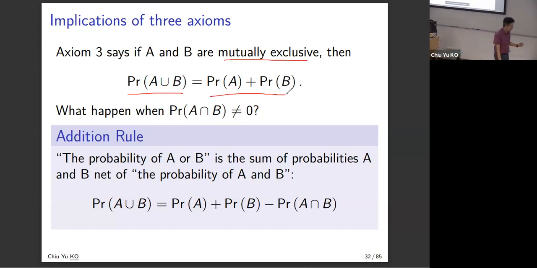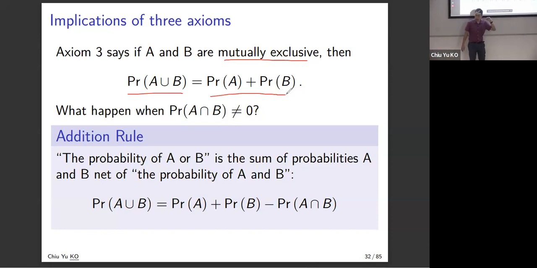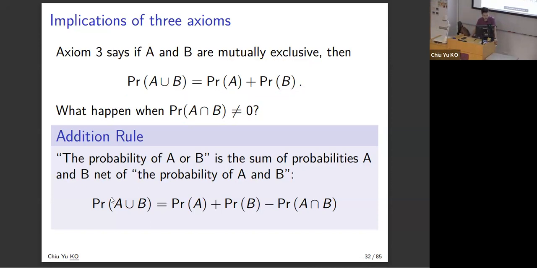There's no overlapping. So the question is, if they overlap, how do we do it? The addition rule means you have to subtract the intersection, or add and then subtract. So this rule looks crazy, but this is what you learned in kindergarten. I'll convince you this is something you learned in kindergarten, so don't worry.